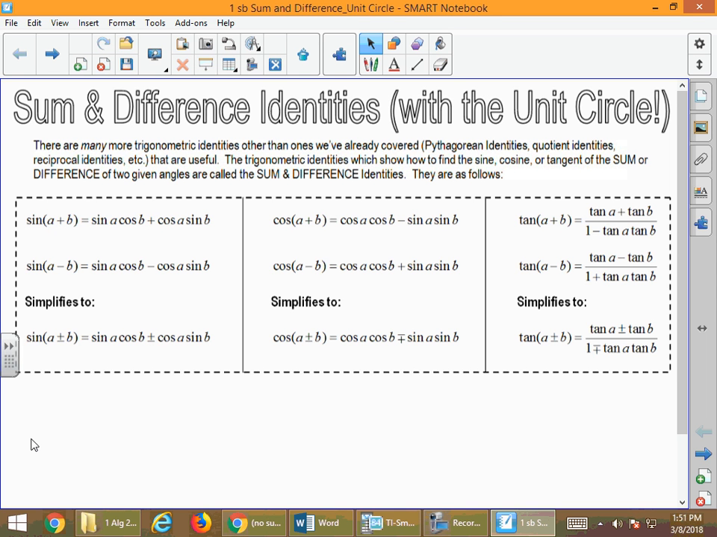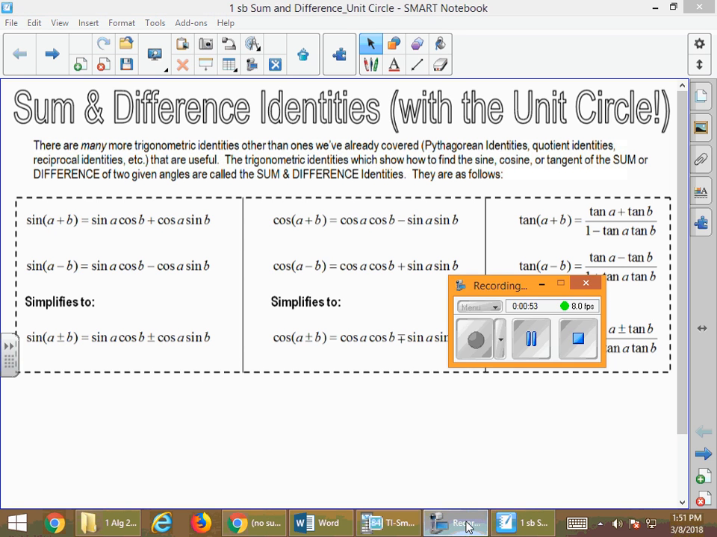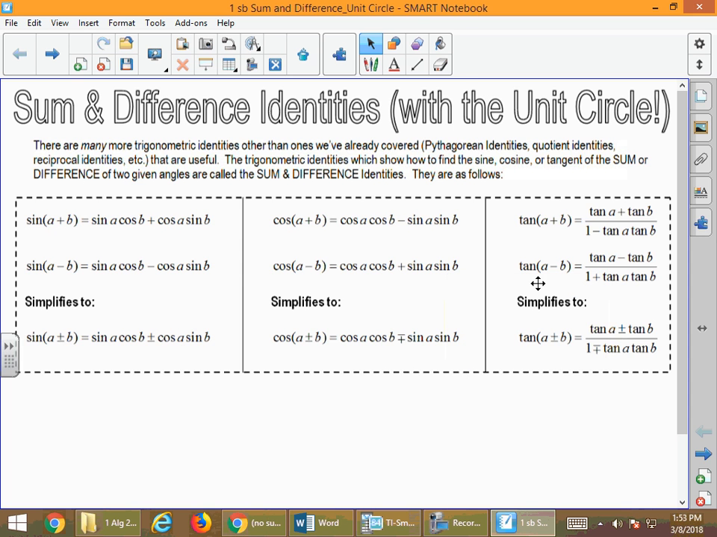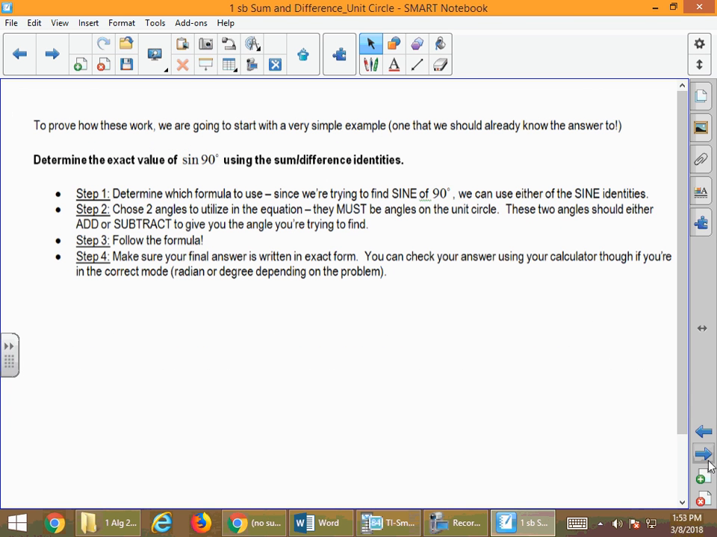The thing about these is that you have to watch out for the signs. So look up above the simplifies to, and then look down below at ultimately what the identity is. So let's look at how these identities work, and we're going to take a simple one that we already know the value for, and figure out how to apply this formula.